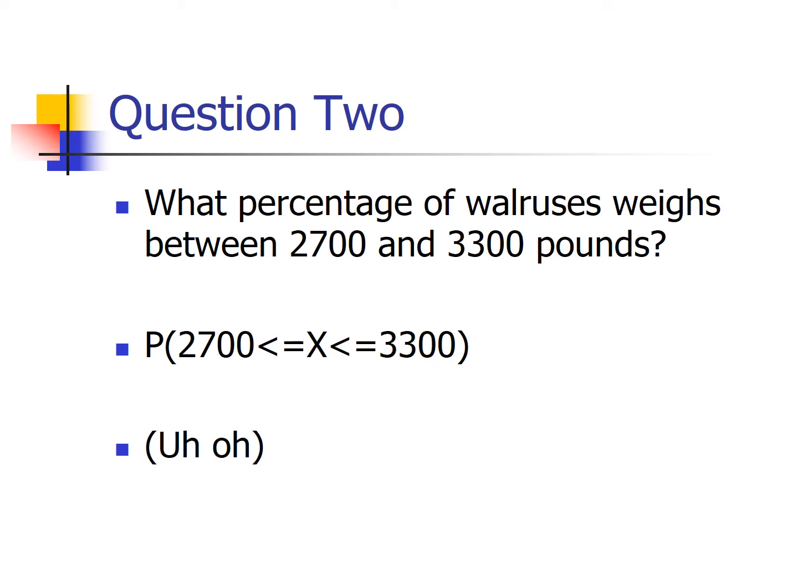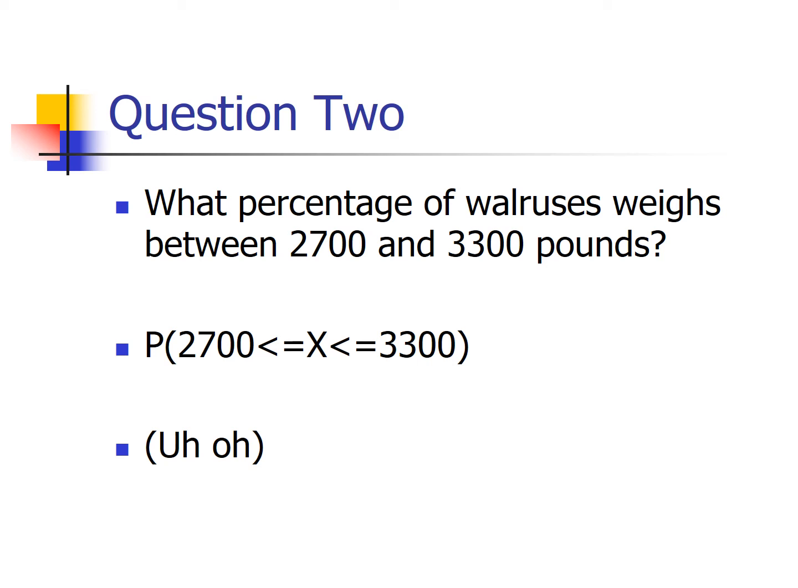Empirical rule is great, and as we saw at the end of Chapter 2, it could be used in a shrewd way to answer a lot of different questions. However, at the end of the day, it is limited in what it can do. If I were to ask you what percent of walruses weigh between 2,700 and 3,300 pounds, your answer would be like a desperate gulp and an oh dear, or an oh my, or uh-oh, right? Because we cannot answer this question with the empirical rule. Agreed?